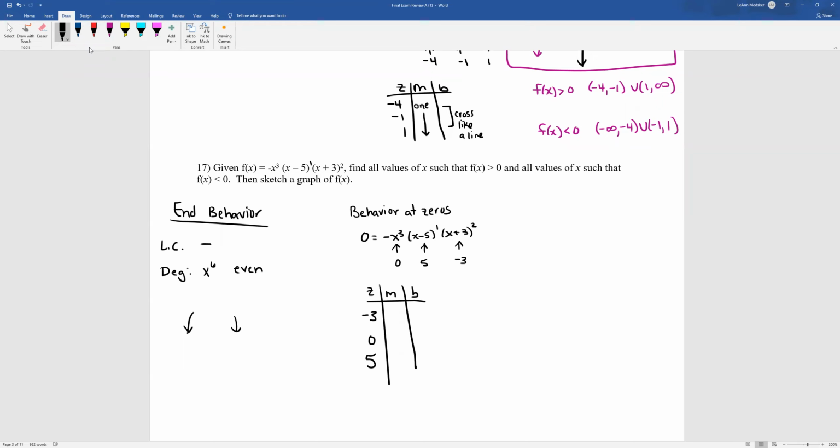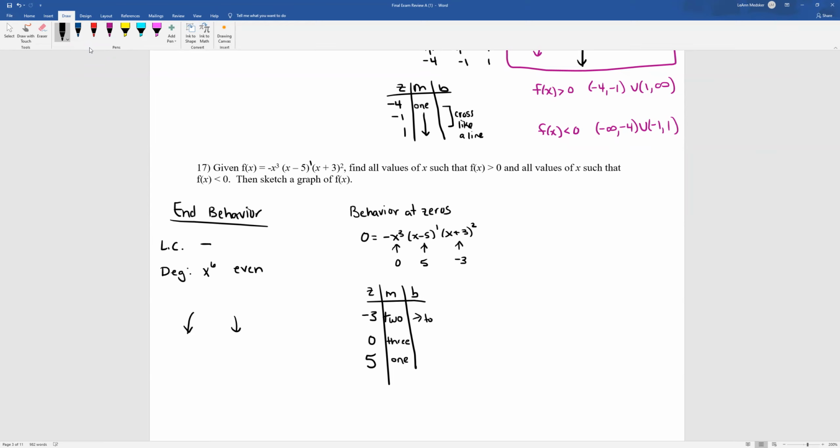Multiplicities. Now, you have to look at the correct one. Negative 3 came from this factor, and it has a multiplicity of 2. Notice again, I'm writing it as a word, not a number. 0 came from this factor. It has a multiplicity of 3. And then 5 came from the middle one, which has a multiplicity of 1. So all three of these are different.